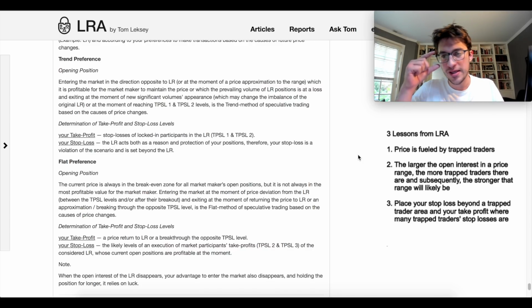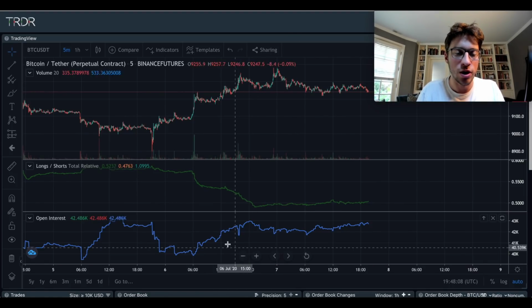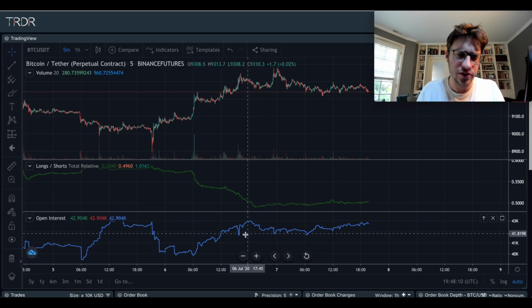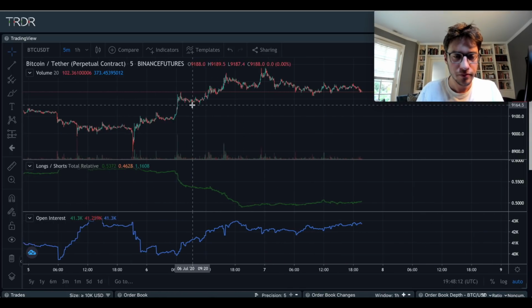Okay? Now, what do I mean by trap traders? Well, I'm going to read point 2, and then I'm going to show point 2 on a price chart. The larger that the open interest in a price range is, the more trap traders there are, and subsequently, the stronger that the range will likely be. I want you to look at Bitcoin and open interest. Don't look at this yet. Just focus on open interest in Bitcoin, okay?